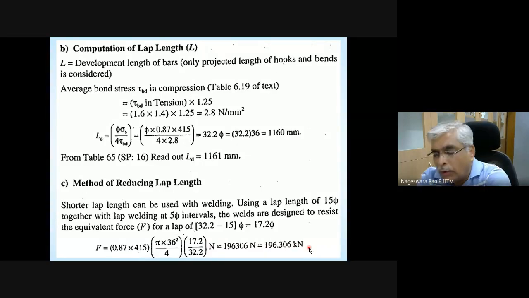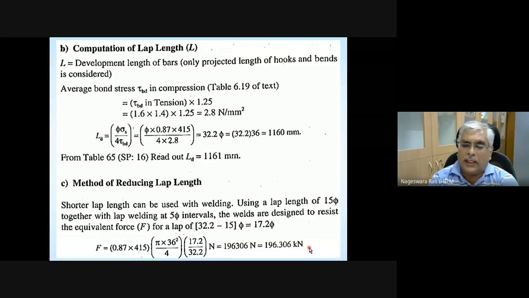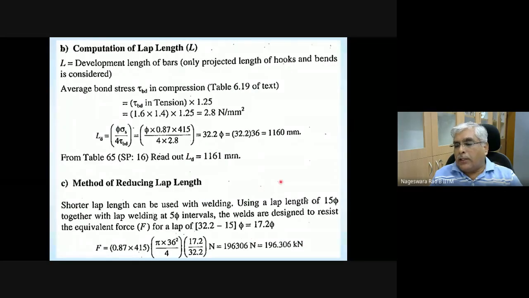So once you know the force that needs to be resisted by the weld, the dimensions and other things can be arrived at. You provide a part of the lap length using reduced lap length, and the remaining part you compensate with the weld. That weld has to resist this force. So that's what is mentioned here. The welds are designed to resist an equivalent force for the missing lap length. So this is how you can come up with a solution.